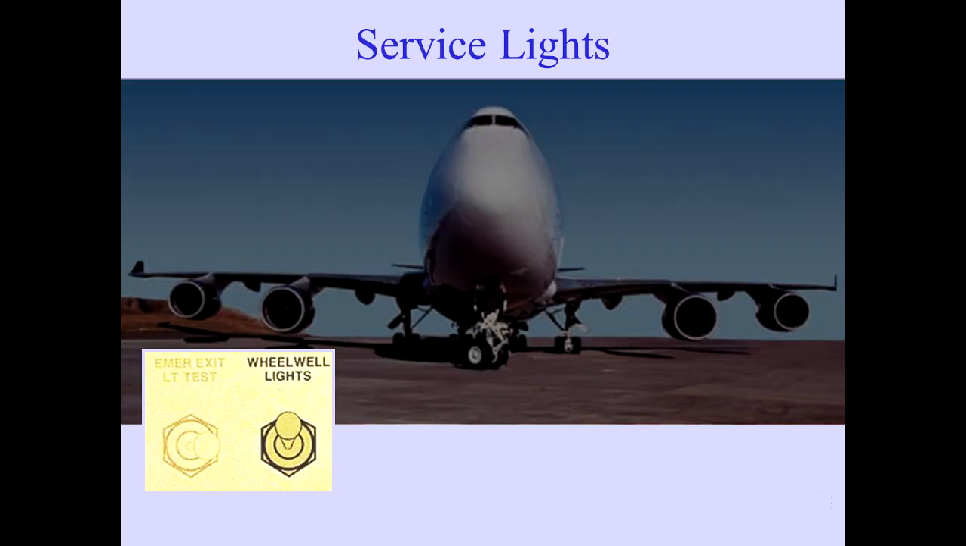Service lights are located at various work areas, such as the wheel well and cargo compartments. Controls for these lights are located at the individual service areas. This example shows the nose wheel well lights.